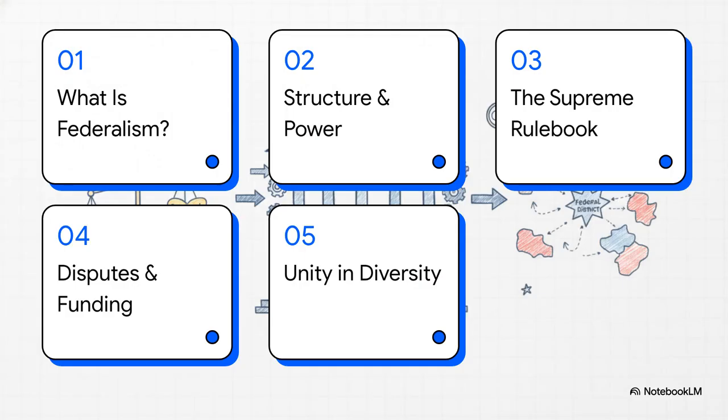Okay, let's dive right into this. Here's our roadmap for the session. First, what is federalism? Second, structure and power division. Third, the supreme rulebook. Fourth, resolving disputes and funding. And finally, unity and diversity.